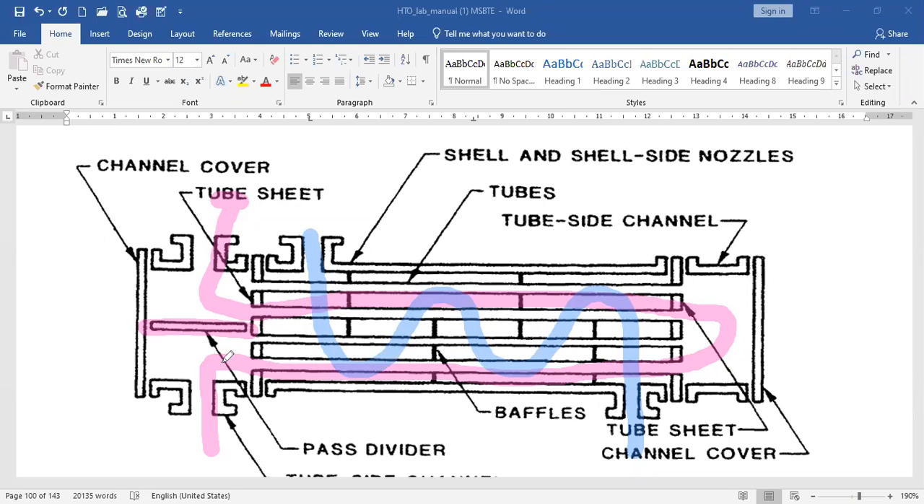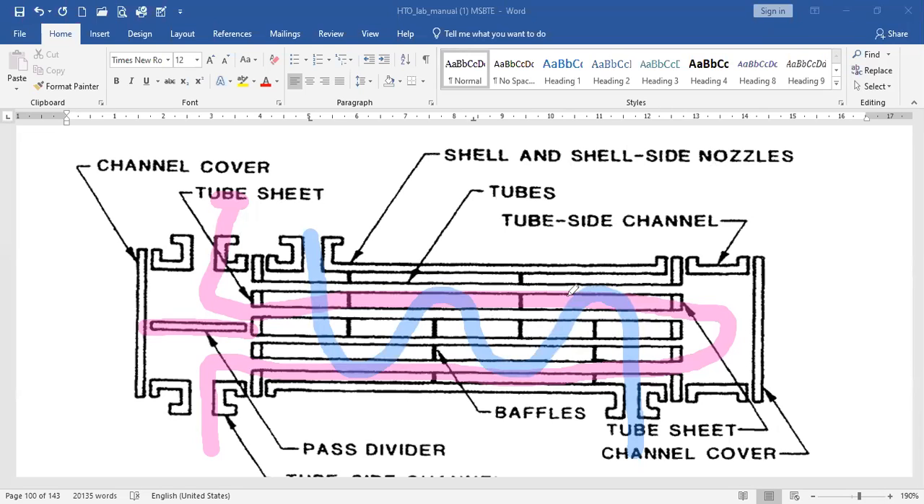So in this way, we can add the number of passes by adding the pass partitions. So that may be a 2-4 case, that may be a 2-6 case, or likewise. On the basis of our application and the requirement, we can add the pass partitions and we can change the shell and tube heat exchanger to work in a faster way.